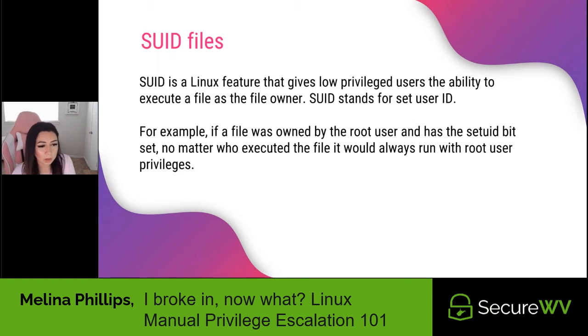So SUID files are a Linux feature that gives low privilege users the ability to execute a file as the file owner. It stands for set user ID. For example, if a file was owned by the root user and the SUID bit said no matter who executed the file, it would always run with root user privileges. So if it's a file owned by root, and Alice and Bob from marketing get to run it, they're going to have root permissions.